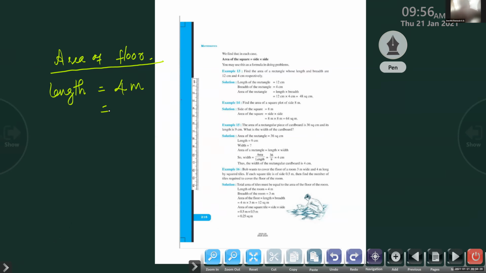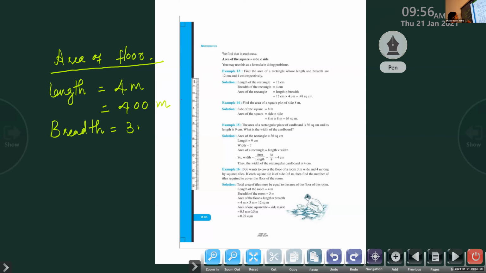Yes, ma'am. So to avoid that, we'll avoid that decimal point. So 0.5 meter will convert into centimeter. It is easy. Okay, children? How much is 0.5 meter? It is half meter. So breadth equal to 3 meter.